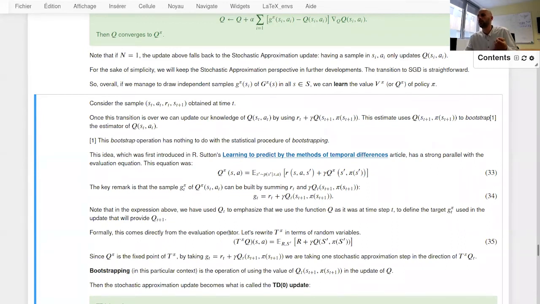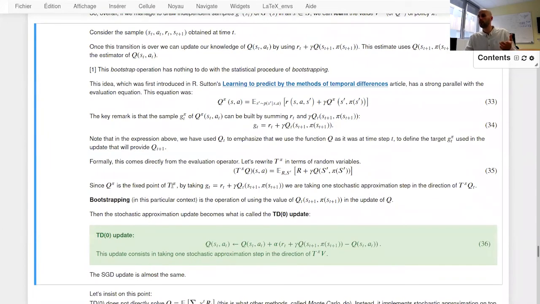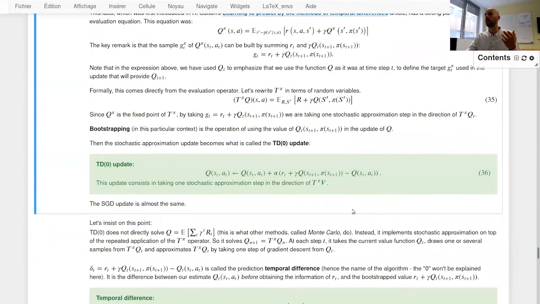Formally, this comes directly from the evaluation operator. If we write T^π in terms of random variables, T^π of a function Q applied in (s,a) is the expectation over rewards and next states of the reward plus gamma times Q applied in the next state. And since Q^π is a fixed point of T^π, by taking such samples G_t equals r_t plus gamma times what I get from s_{t+1}, basically I'm applying T^π and then taking one stochastic approximation step in the direction of T^π(Q_t). Then I will iterate: I will reapply T^π and take another stochastic approximation step in the direction of T^π(Q_t), and so on and so forth. So bootstrapping in this particular context is really the operation of using the value of Q_t in the update of Q. The update that we've been talking about for the last two minutes is called the TD(0) update, TD for temporal difference.